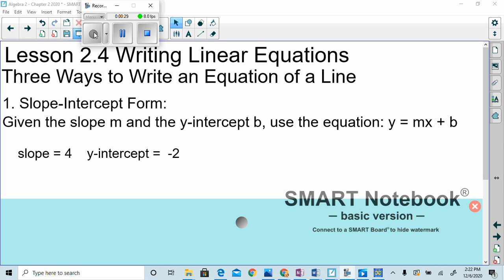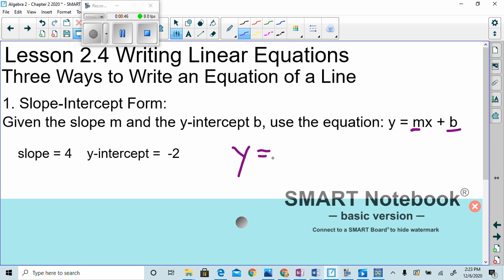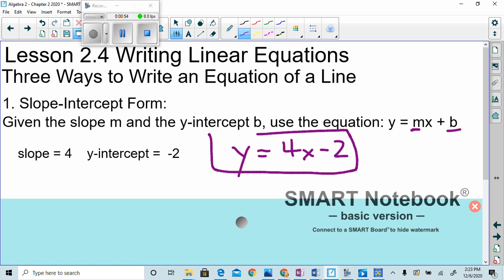In order to write that, we need two pieces of information, the slope and the y-intercept. If I know those two things without any hesitation, I can replace the m, which is my slope, and the b, which is my y-intercept. So in this first example, I'll just take y is equal to 4x minus 2. Let's practice that just a little before we move on to the second type.